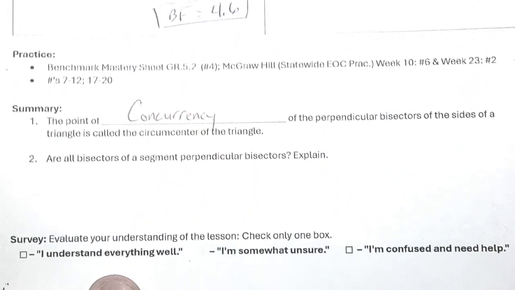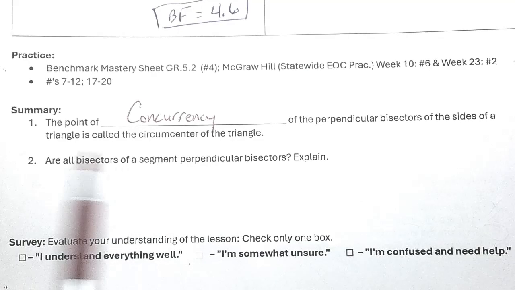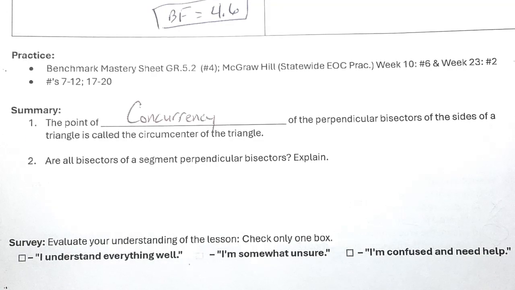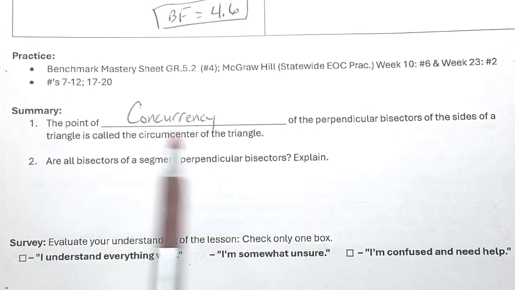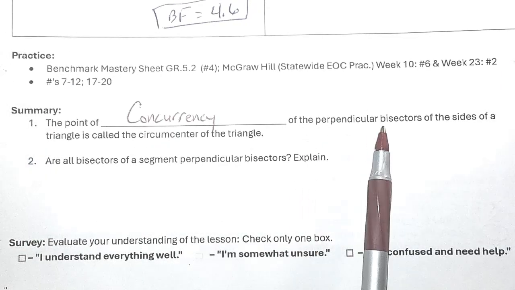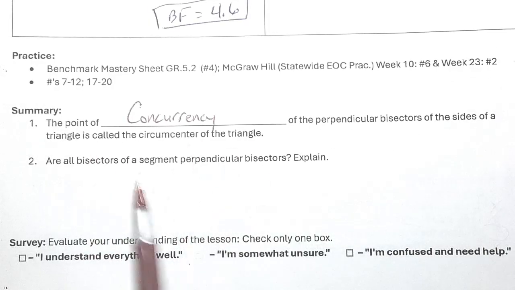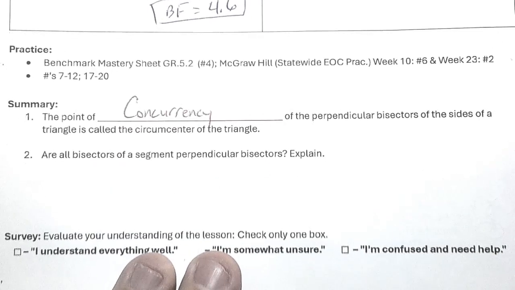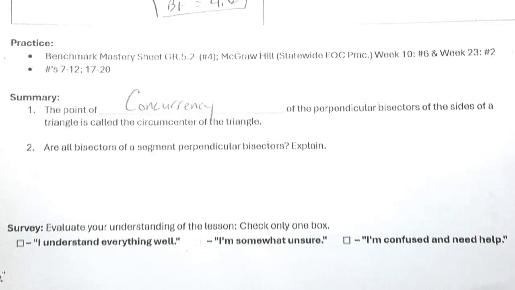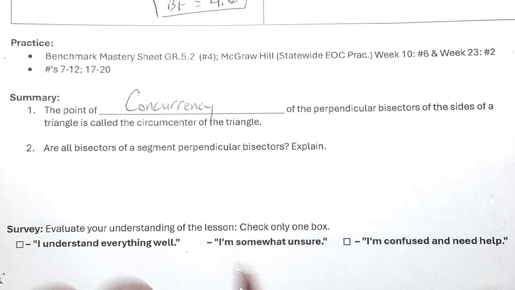So down at the bottom for our summary. Now the practice, I actually gave you a whole worksheet for 6.1 and 6.2, so ignore this. But the summary: the point of concurrency of the perpendicular bisectors of the sides of a triangle is called the circumcenter of the triangle. And then below, it asks, are all bisectors of a segment perpendicular bisectors? They explain.